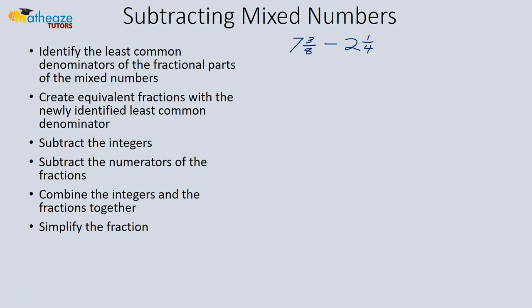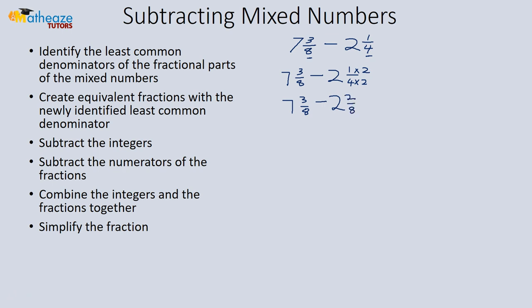And like we say, because 8 is a multiple of 4, our least common denominator will just be 8. And then we're going to rewrite this fraction right here, 1 over 4, to look exactly like this with a denominator of 8. So we keep going. So this is going to give us 7, 3 over 8 minus 2, 1 over 4. So we multiply this by 2 to get to 8, multiply this by 2 to get to 2. So we have 7, 3 over 8 minus 2, 2 over 8.